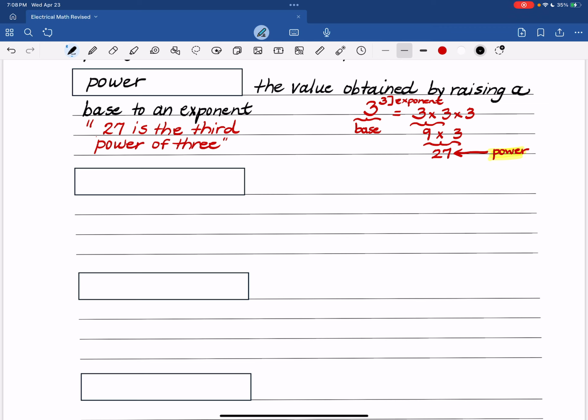The next word is root. A root is a factor that is multiplied by itself to reach a certain power.